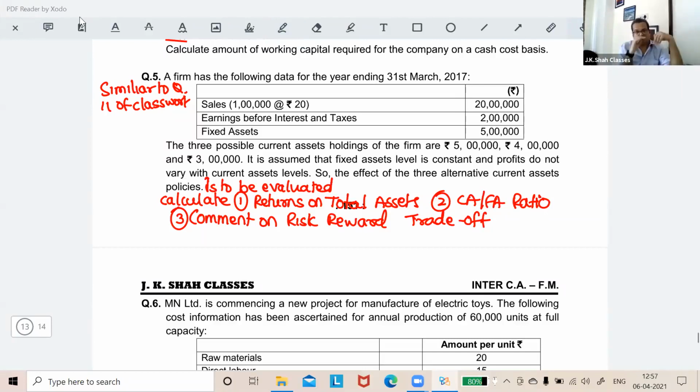Now I'm sure we'll be able to manage this now. Sales is given, EBIT is given, fixed assets are given, and 3 current asset holdings are given. See guys, 5 lakh maximum current asset, 4 lakh medium, and 3 lakh minimum. So the maximum current asset case means this fellow wants to have maximum current asset. So his approach is what? Conservative, right? The one who runs the show with the minimum current asset, his approach is what? Aggressive. Understood? And the one who goes with the middle value is what? Moderate.